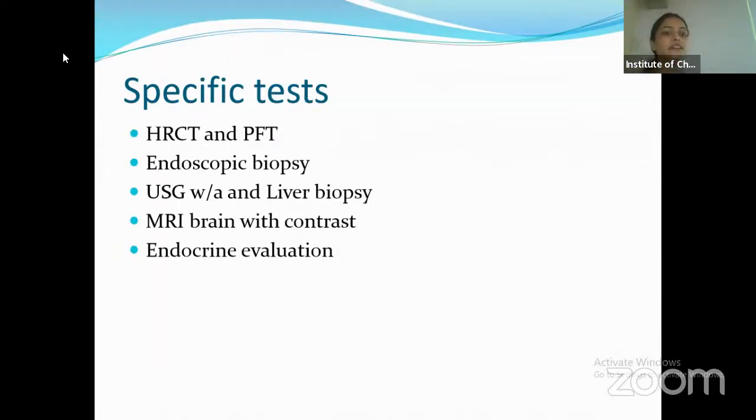Coming to specific tests, we do these tests when a particular organ system is involved. When there is an abnormal chest X-ray, we can go for HRCT and pulmonary function test. If that is also abnormal, then we can go for lung biopsy. In case of chronic diarrhea and malabsorption of unknown cause, we can go for endoscopic biopsy. When there is liver enzyme derangement or hepatomegaly, we can go for USG whole abdomen and later liver biopsy. In case of CNS lesions, we can go for MRI brain with contrast, and endocrine evaluation is also a must.